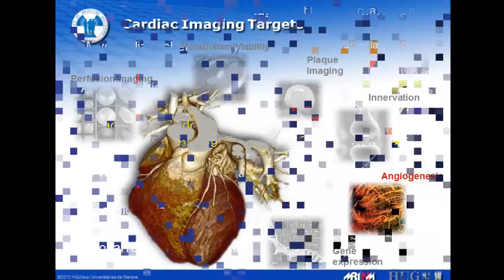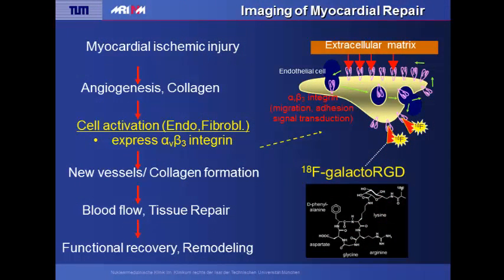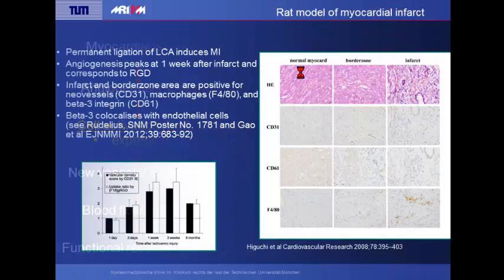Some words on angiogenesis markers. Here also there is a cascade: you have myocardial ischemic injury, then angiogenesis is started, collagen is built, and cell activation is done. Those activated cells are expressing integrins, and integrins are the targets for the imaging of myocardial repair.